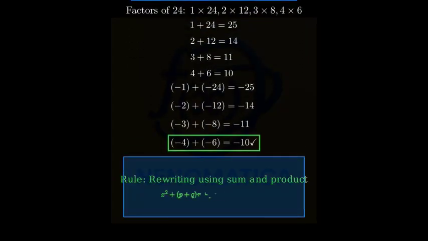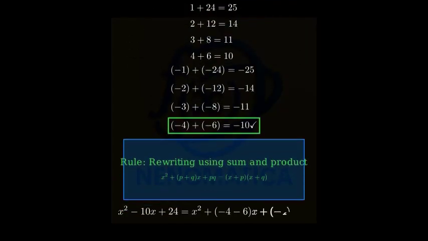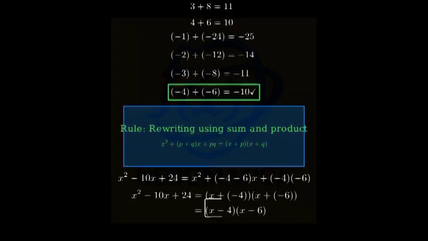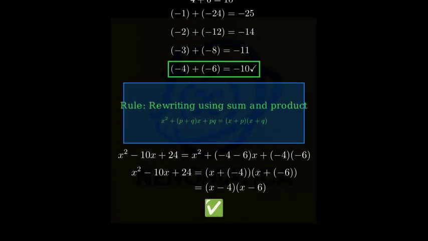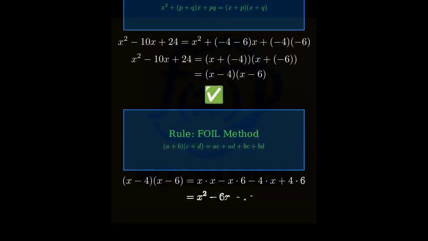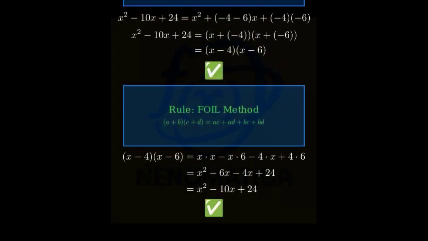Great! We found that negative 4 and negative 6 multiply to give 24 and add to negative 10. Let's use this to factor our expression. Now we can rewrite this as a product of two binomials. We'll have x plus negative 4 times x plus negative 6, which simplifies to x minus 4 times x minus 6. Let's verify our factorization by multiplying these factors to make sure we get back our original expression.